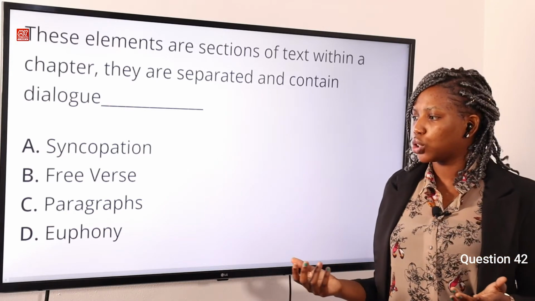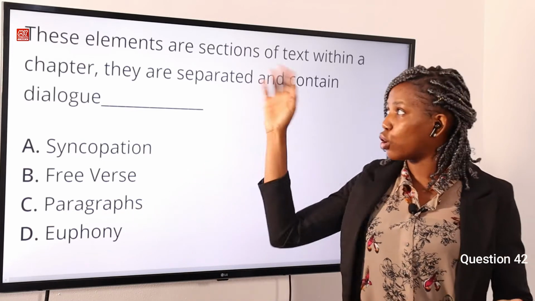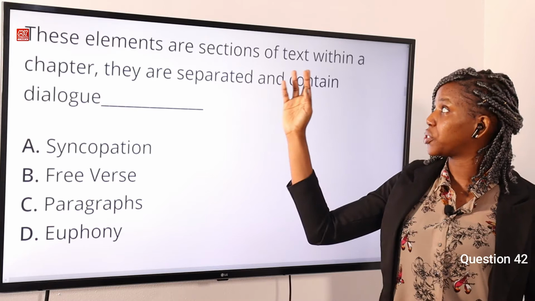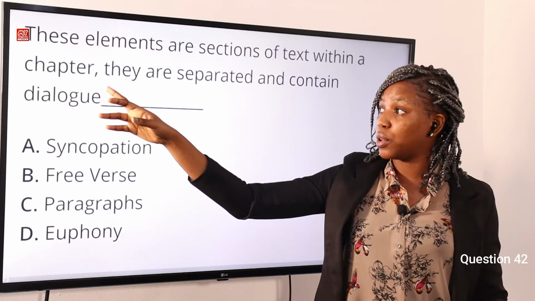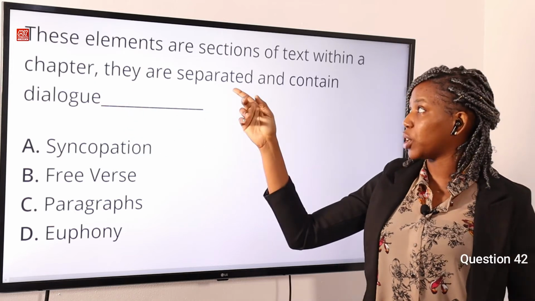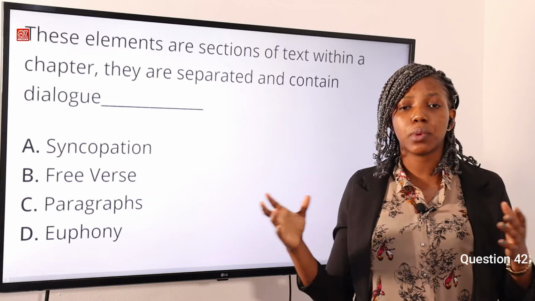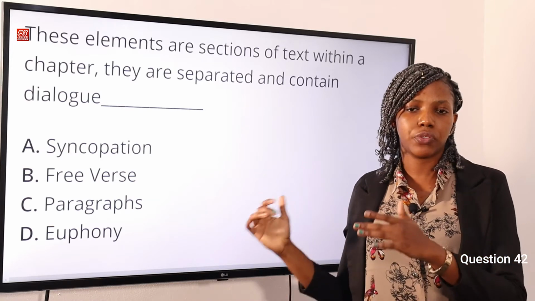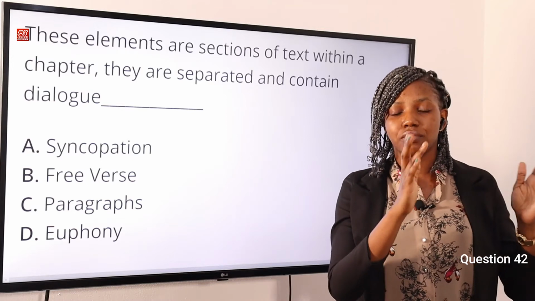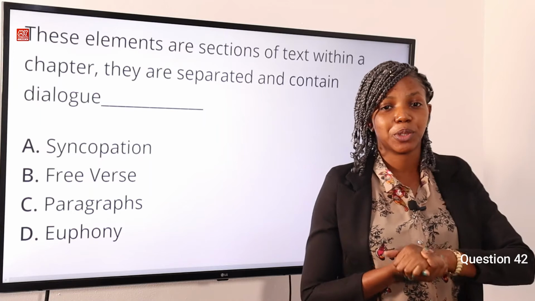So the answer to this question is paragraph, because in defining paragraph, we have all of these elements: sections of text within a chapter. So we can have paragraphs within a chapter. They are separated and contain dialogue. Dialogue means conversation. We know how to identify paragraphs, because we have this regular spacing to identify them. So the answer to this question is option C.